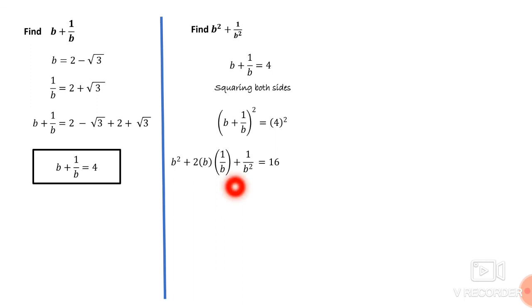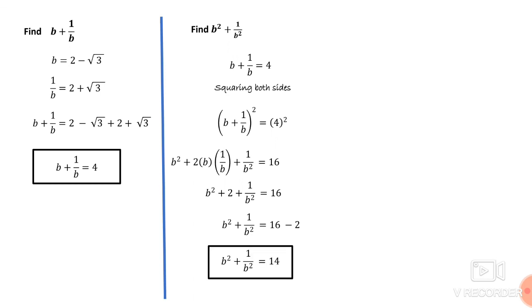Applying the formula, this b and this b will be cancelled out. We have only b square plus 2 plus 1 upon b square equals 16. For b square plus 1 upon b square, this 2 will be shifted to the right side, and it will be equal to 14. So b square plus 1 upon b square is equal to 14. Now we will find b4 plus 1 upon b4 by squaring b square plus 1 upon b square.